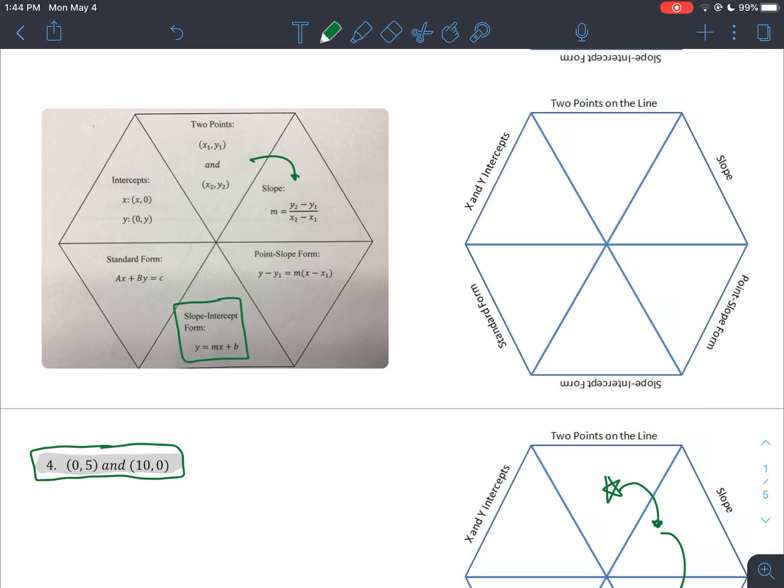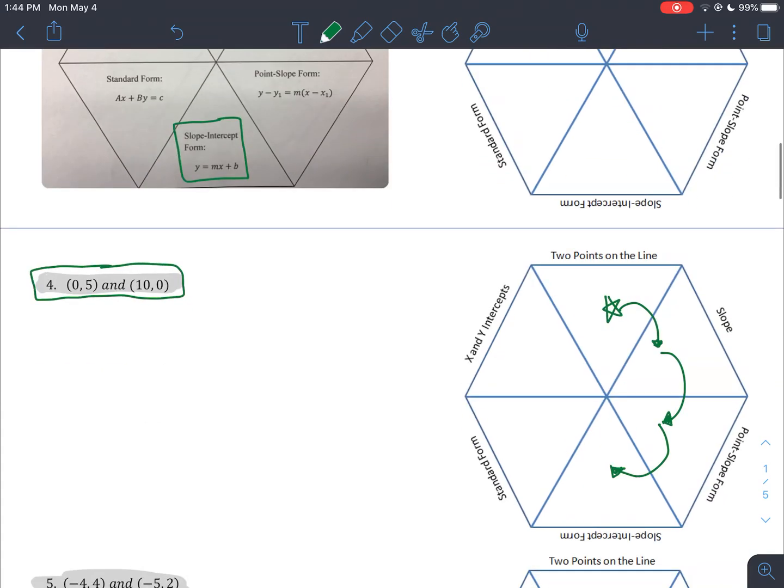What we're going to use is the slope formula. So my slope is going to end up being y2, 0, minus y1, so 0 minus 5, over x2, which is 10, minus 0. And we can subtract that out. I got negative 5 over 10, which I know is negative 1/2. So I know my slope is negative 1/2.